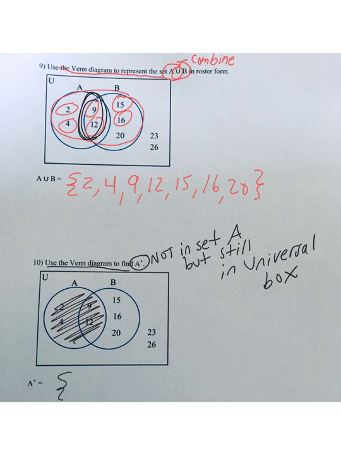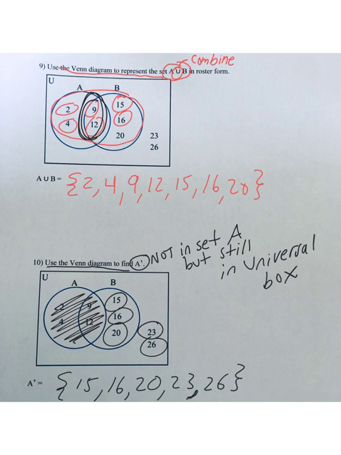So A complement, what's not in circle A, would be 15, 16, notice I'm just putting commas because this is all roster form, 20, 23, and 26. So you can assume, if I don't specify otherwise, I still want roster form with the curvy set brackets. And again, just be careful because on the test, maybe instead of A complement, I'll ask you to find B complement. So that would mean what's outside of circle B in that case. So just make sure you're reading these questions super carefully come test time.